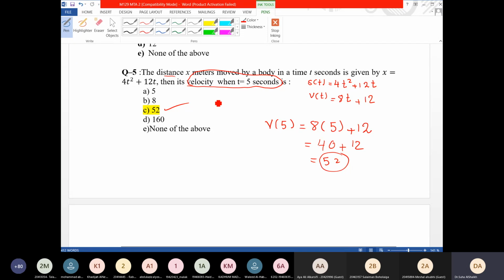This is very easy. The only trick in this question is that when it said distance, it didn't write s of t, it wrote x. But I know distance means s of t, right? That's the only thing that might confuse you. Instead of calling it s of t, he called it x. It means the same. This is the distance function, which is s of t that I usually know. Okay. This is an easy one.